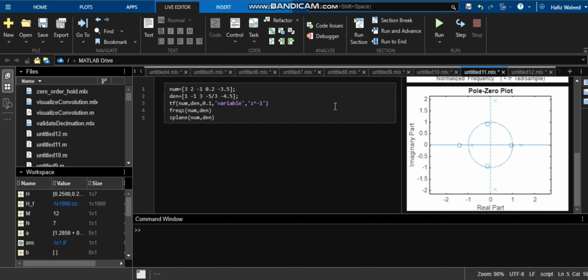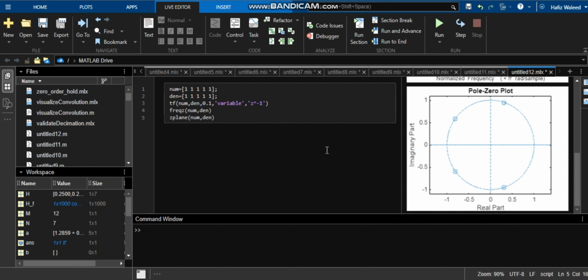In task 11, this MATLAB code defines a discrete time transfer function in the z domain. The numerator of the transfer function is specified by num, representing a fifth order polynomial with coefficients 3, 2, minus 1, 0.2, and minus 3.5. And the denominator is given by polynomial coefficients 1, minus 1, 3, minus 5 by 3, and minus 4 by 4.5.